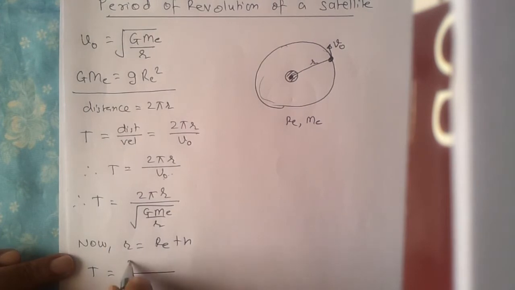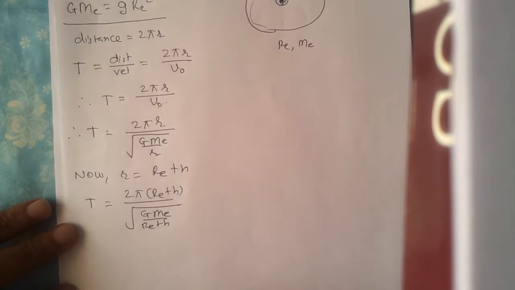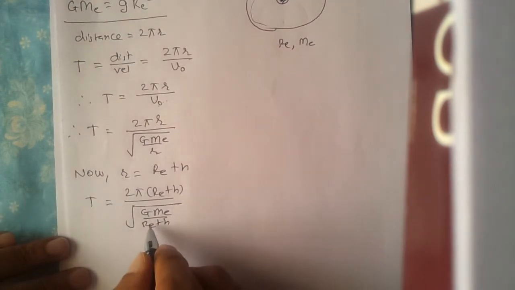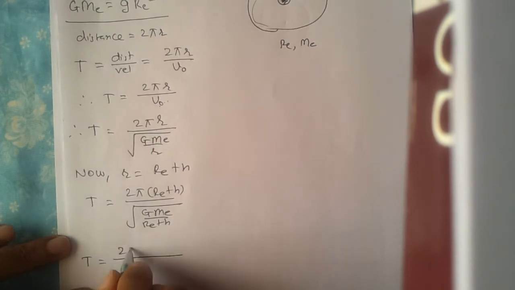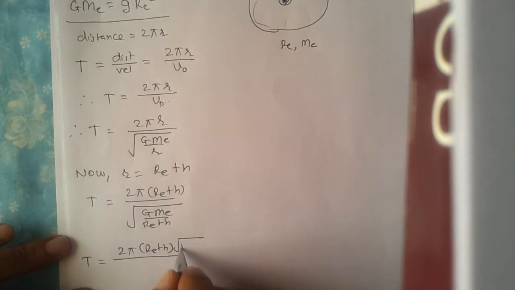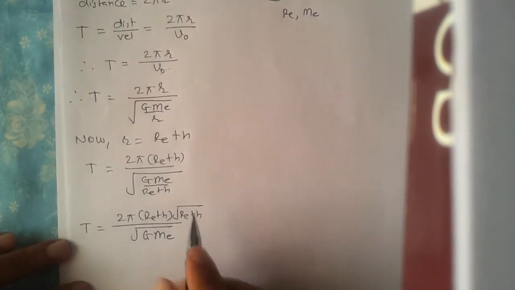So I'll get 2 pi (R_e plus h) upon square root of GM_e upon (R_e plus h). Okay, as I work with this, square root of (R_e plus h) will come in the numerator, so I'll get T is equal to 2 pi (R_e plus h) into square root of (R_e plus h) upon square root of GM_e. Now what is this?